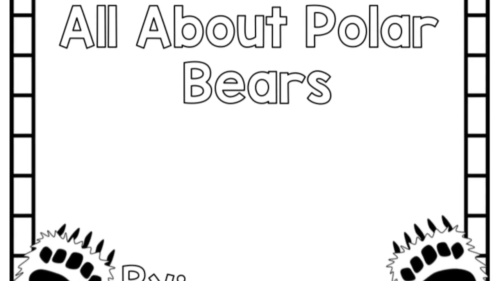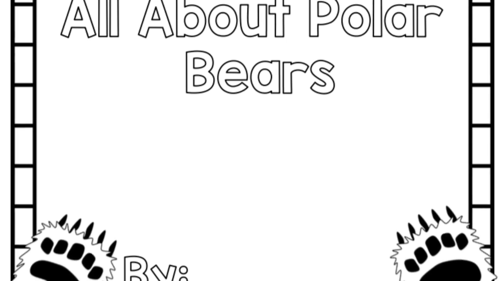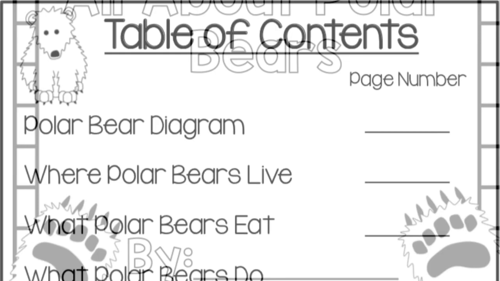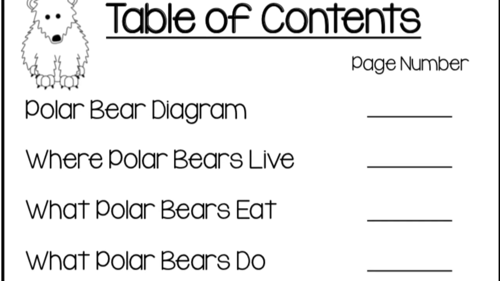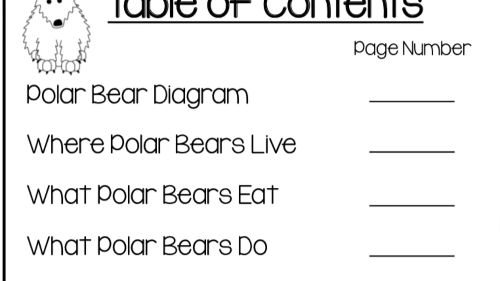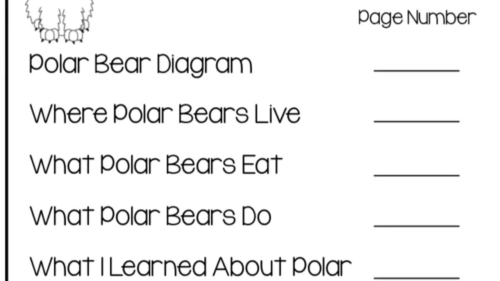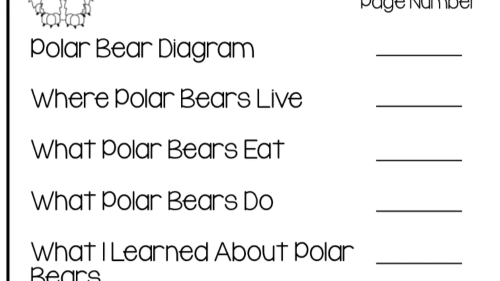The nice thing about this book is that it's already organized and has a table of contents at the beginning for you, so you don't need to think about the headings. You can look at the diagram and add to that. You're going to look at where polar bears live, what they eat, what they do, and other fun facts about the polar bear.